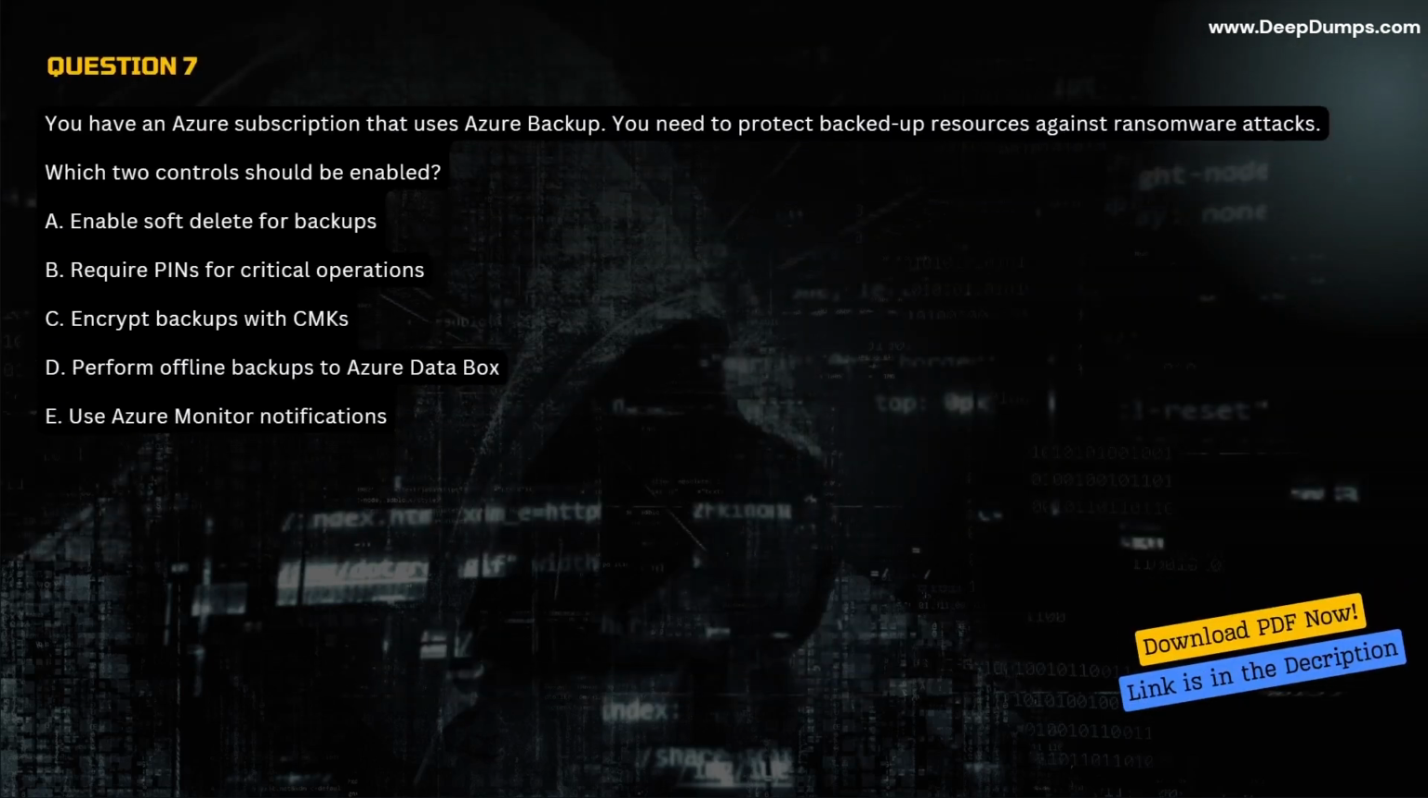Question 7. You have an Azure subscription that uses Azure Backup. You need to protect backed up resources against ransomware attacks. Which two controls should be enabled? A. Enable soft delete for backups. B. Require PINs for critical operations. C. Encrypt backups with CMKs. D. Perform offline backups to Azure Data Box. E. Use Azure Monitor notifications.